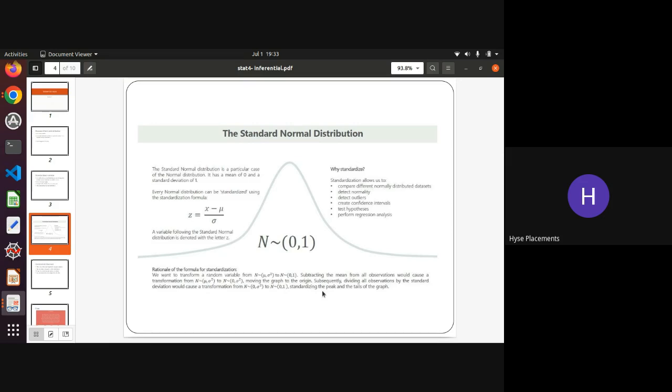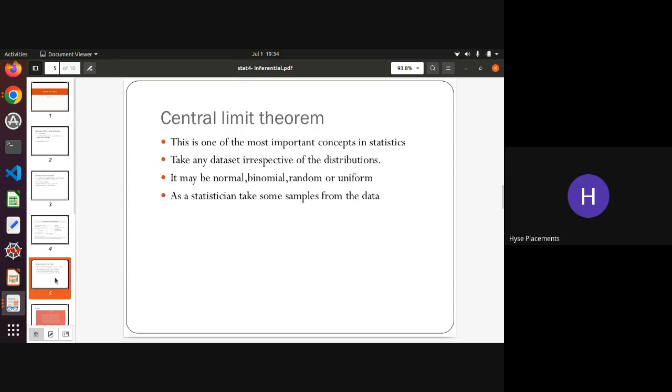See, previously we were not able to standardize the peak and tails of the graph, but now after getting the data points and applying the z-score, you are able to standardize the peak and the tails of the graph. Okay, that's very important. So till here we are good. We have applied the z-score, and after that we have a theorem, that is the central limit theorem.